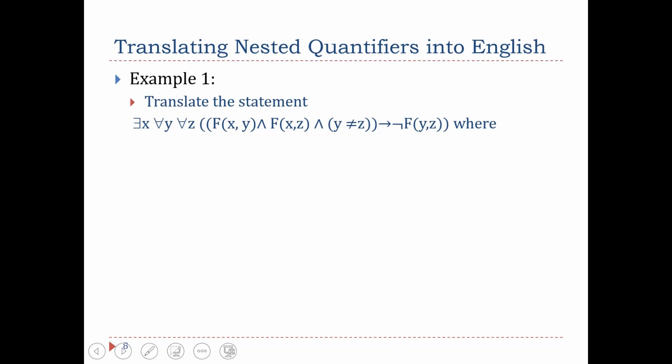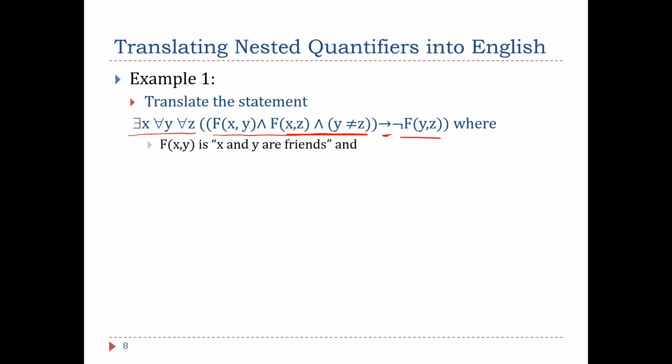So here we have this sentence: there exists an x such that for every y, for every z, if f of xy and f of xz and y is different than z, then necessarily not f of yz. What about these predicates f and the domains of x, y, and z? Well, it seems that the domain of x, y, and z is the domain of persons, in general, people. And f of x and y is true if and only if x and y are friends, okay?